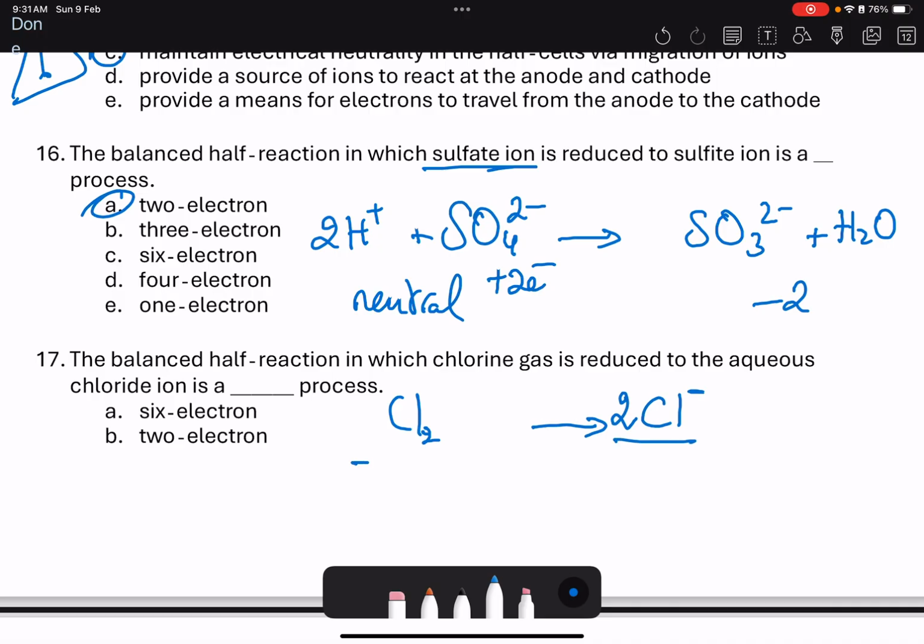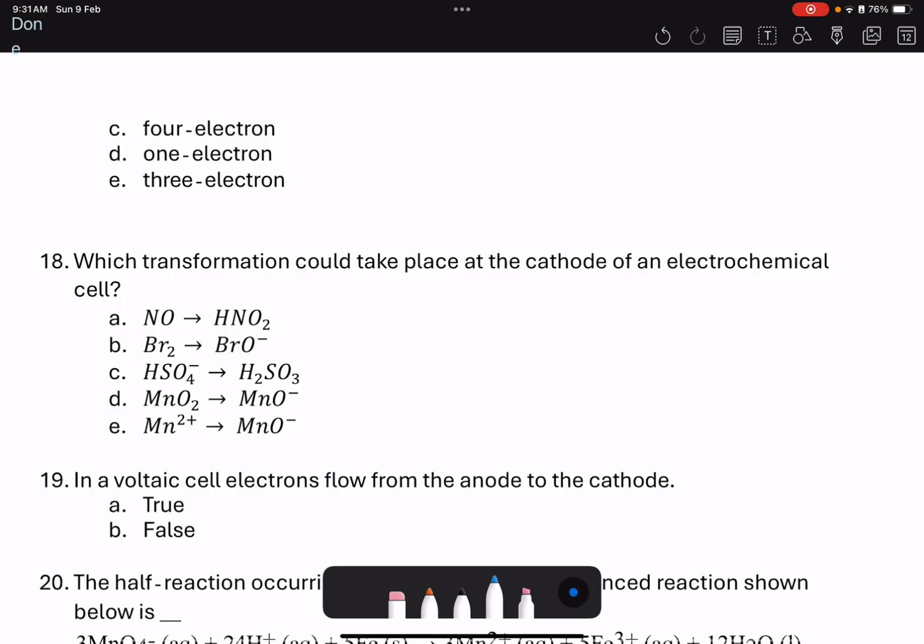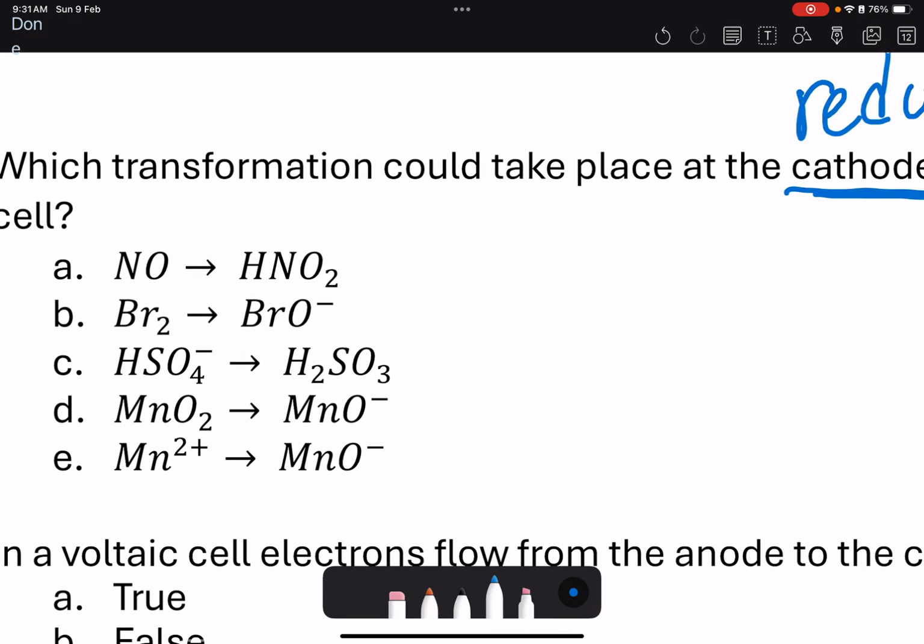And now 2 minus versus 0 charge, so we add 2 electrons on this side. Next, which transformation could take place at the cathode? I need to look for the reduction, because at the cathode I have a reduction half equation. So what you need to do is compare the oxidation numbers before and after and see which substance got reduced in the oxidation number.